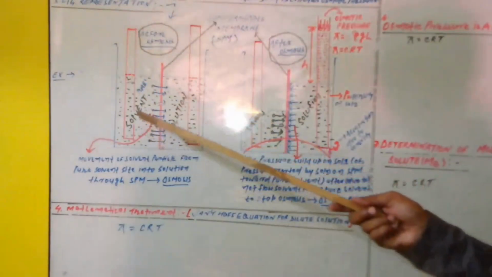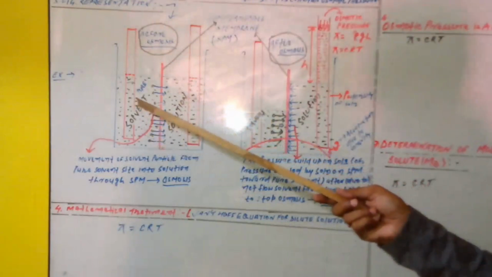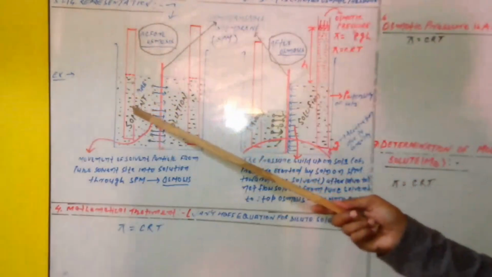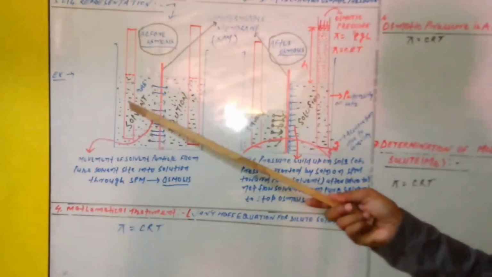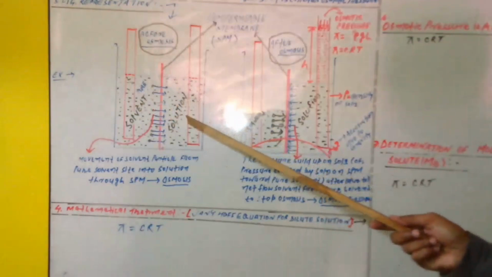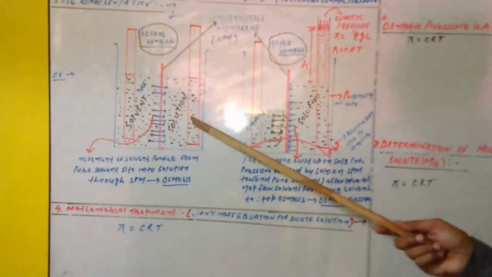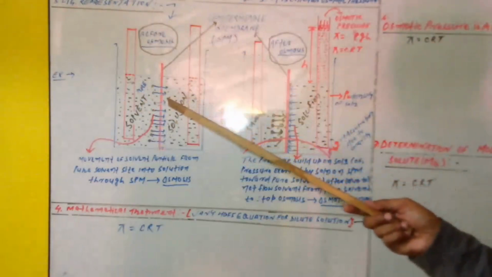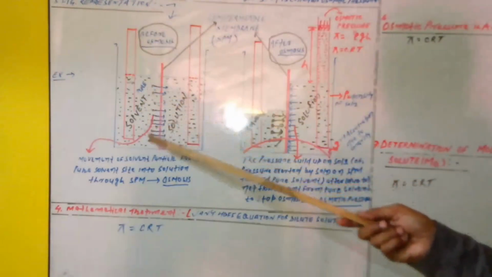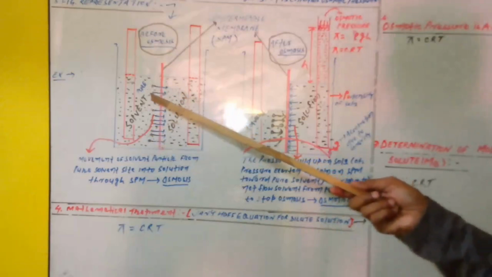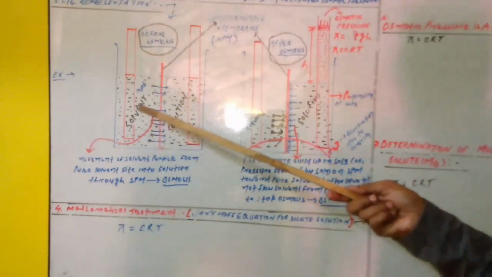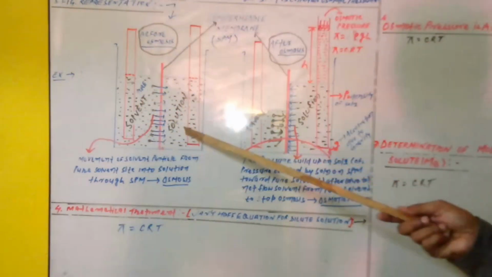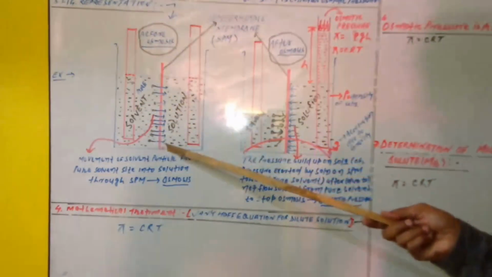Here, the red line. One side consists of the pure solvent, another consists of the solution. In another way, we can say that one side consists of the lower concentrated solution, another of the higher concentrated solution, separated by this semi-permeable membrane. You see here the solvent molecules indicated by the arrow. The solvent molecules from the pure solvent side start entering into the solution through this semi-permeable membrane.